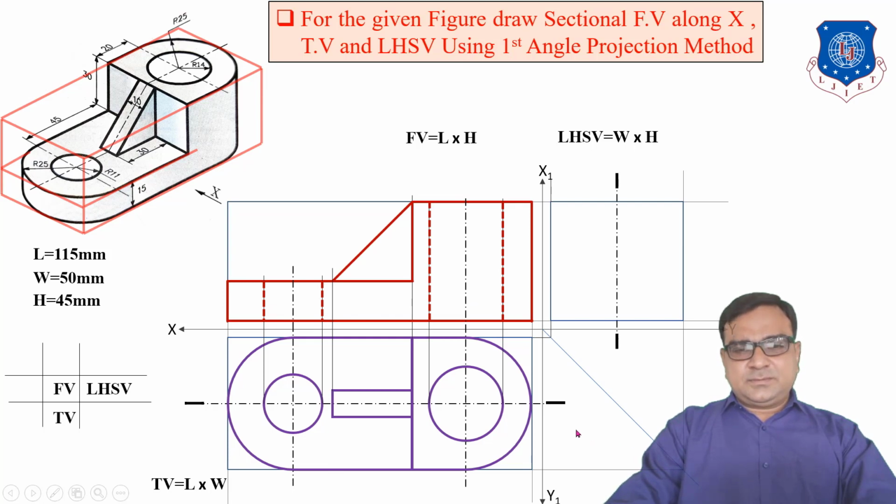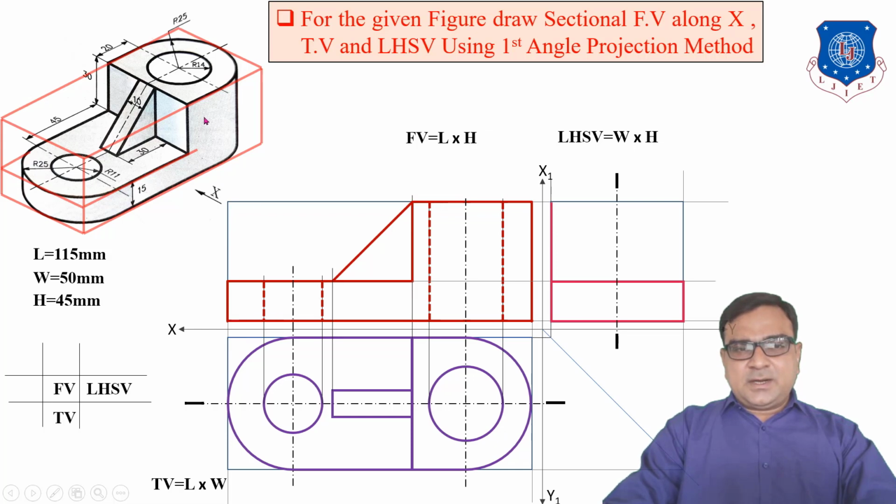Now for the side view, you have to extend this line up to 45 degrees, and then vertical and horizontal lines from the front view. This is the position for the left hand side view. First of all, you have to draw this bottom base, which is 15 mm in height. So the length of the side view is 50 mm and the height is 15 mm.